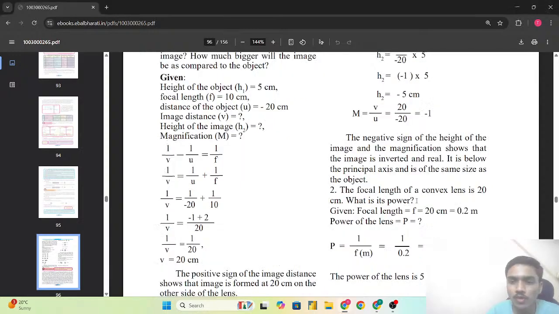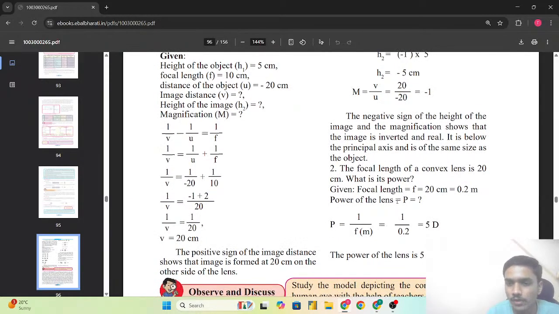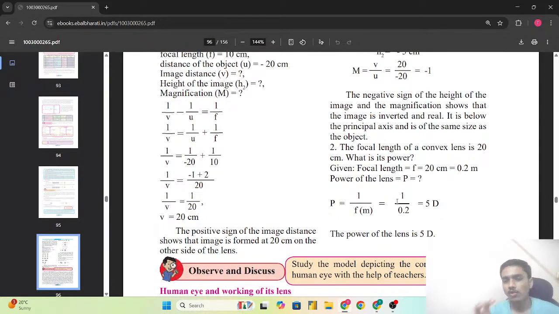So the focal length of the convex lens is 20 centimeter. What is its power? So as I have told above, in the power of the lens question, they will give the focal length of the particular convex or concave lens and we have to calculate the power. So 20 centimeter.